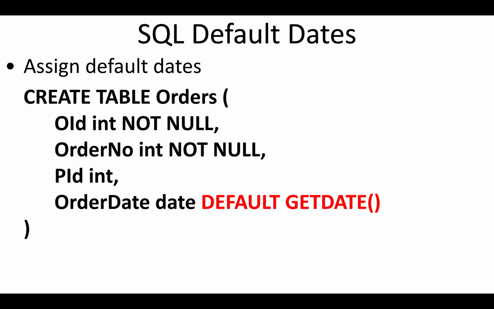So for created at, we would say that the default is get date. And we can also put in on update. On update means it'll update the value of that field whenever the record is updated, and we can give it the value of get date or current date, so that we can track when was the last time this record was updated.